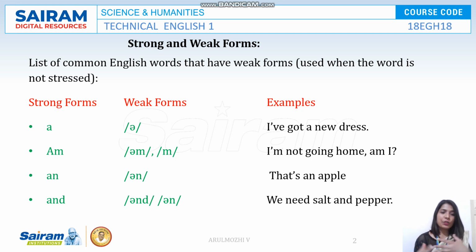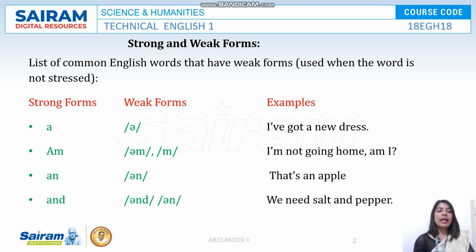But whenever you don't give importance to these forms, then you use weak forms. What are the words that have weak forms? Articles, prepositions, conjunctions, pronouns, they all have weak forms. Likewise, be verbs, auxiliary verbs, modal verbs, they all have weak forms. Let's go and check them one by one.